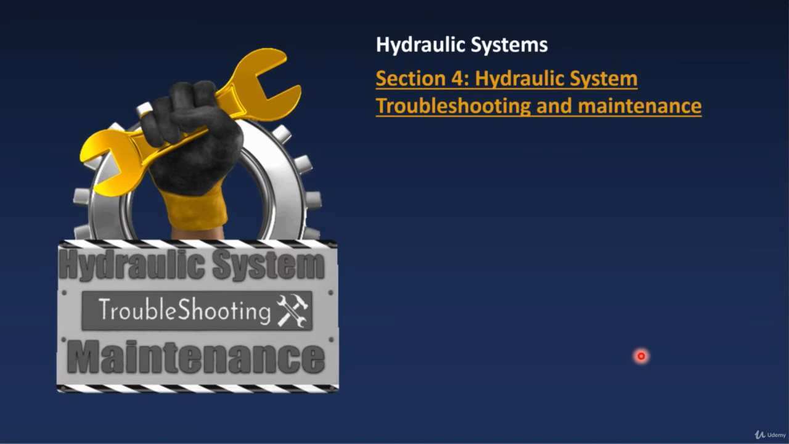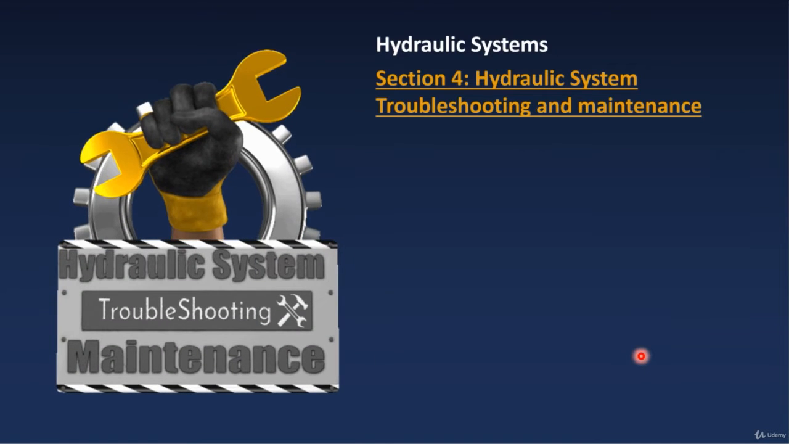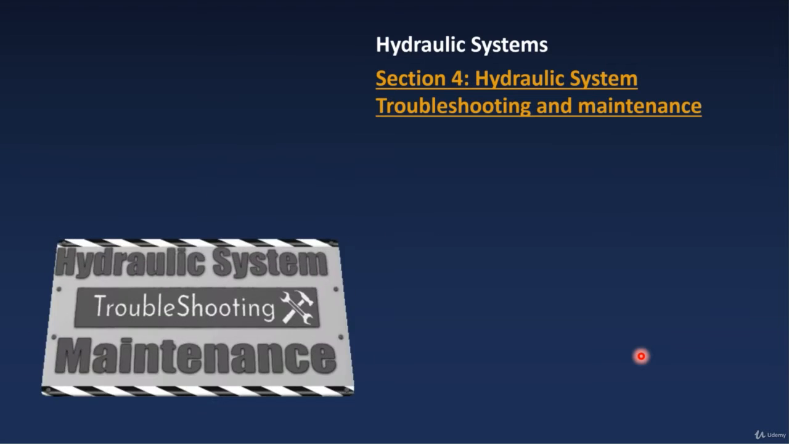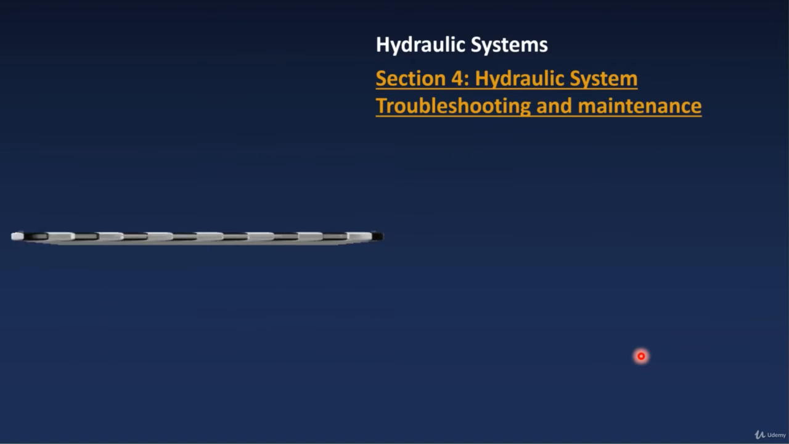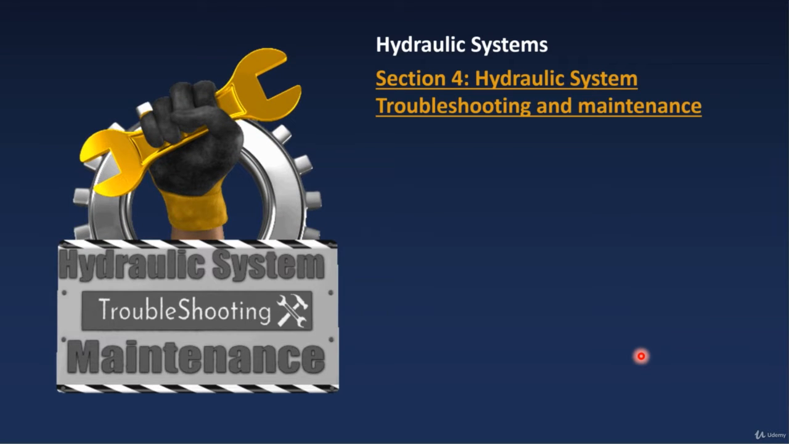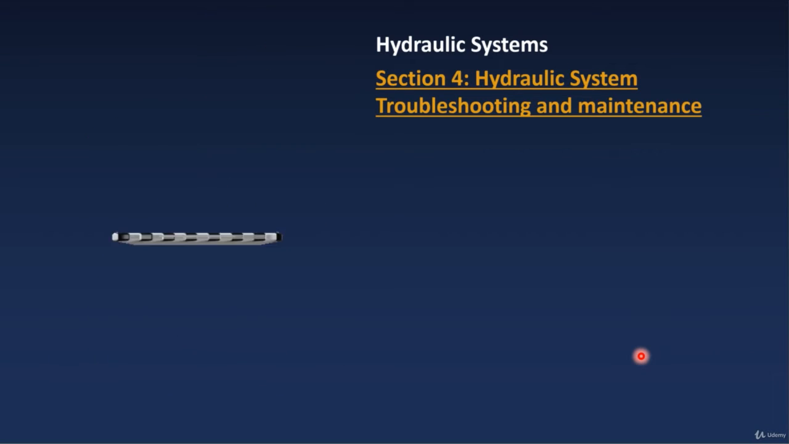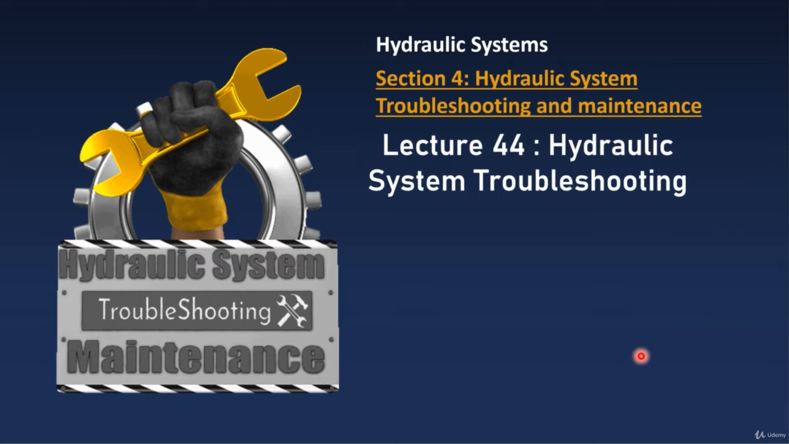Welcome back. In the last lecture, we discussed the common contaminations that can be found in hydraulic systems. We also identified the various sources of such contaminations in order to locate them and clean or remove them from my system. In this lecture, we'll talk about hydraulic system troubleshooting. So let's start with lecture number 44, hydraulic system troubleshooting.